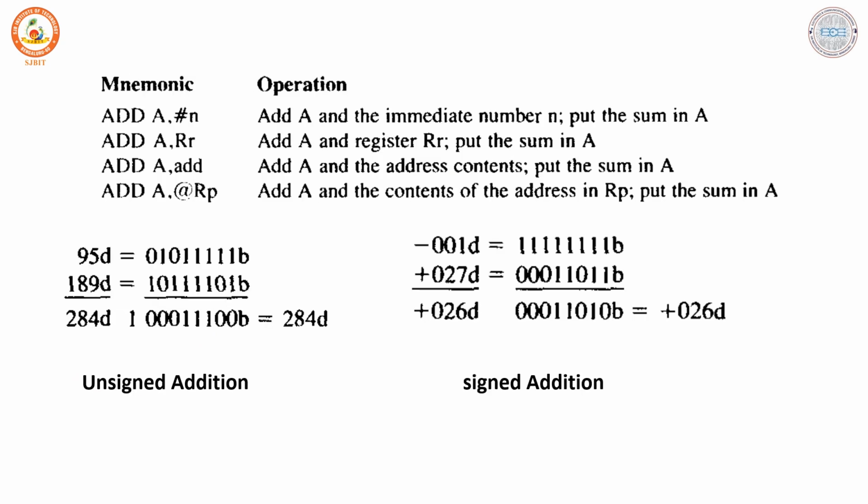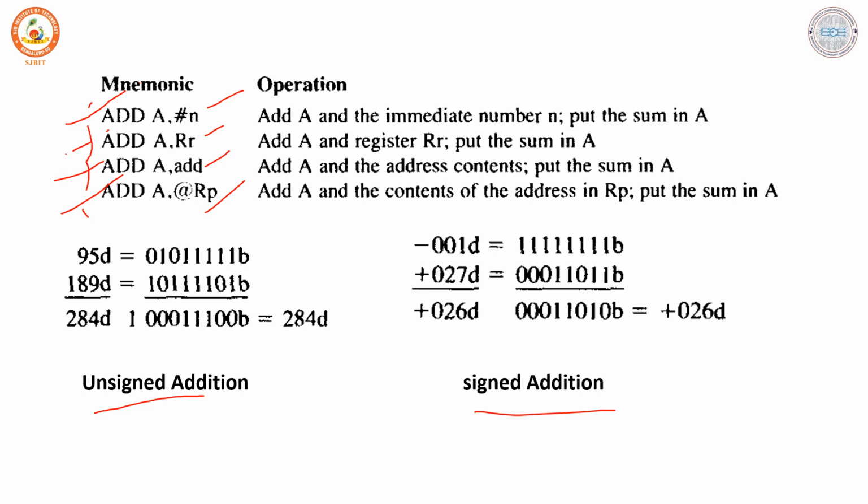Using many addressing modes, we can perform the addition operation. The source location could be any immediate value, register, or even a memory address location, or the register which is pointing to a specific address location. So here are the instructions which do addition of A with an immediate value N and addition of the accumulator content with the register content. Here the content of the accumulator is added with the content of an address location, and here the content of the accumulator is added with the contents of the address in the RP. And these apply to both signed and unsigned addition.